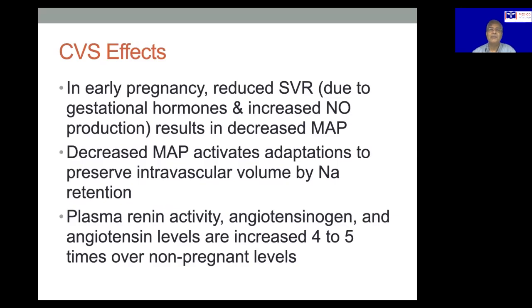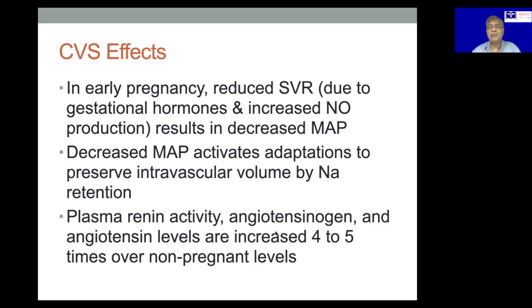In early pregnancy, there is a reduction in the systemic vascular resistance due to the gestational hormones and increased production of nitric oxide. And all this causes a decrease in the mean arterial pressure of the patient. Decreased mean arterial pressure activates adaptations to preserve intravascular volume by sodium retention.